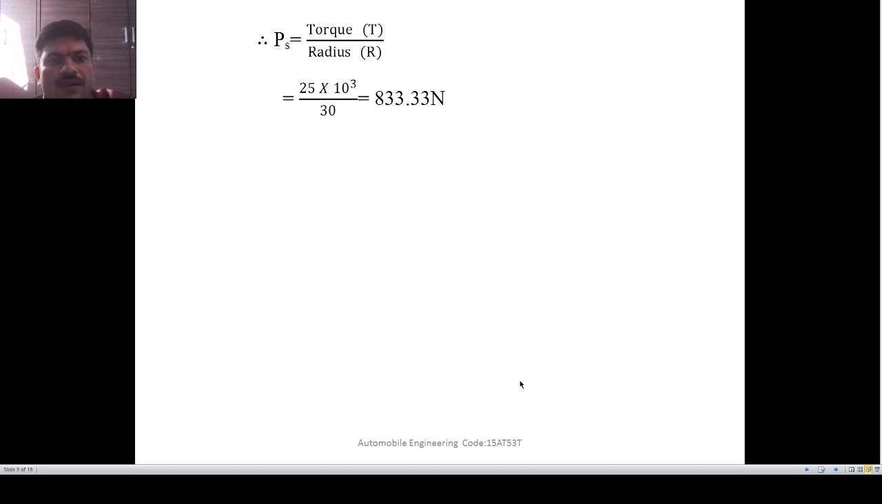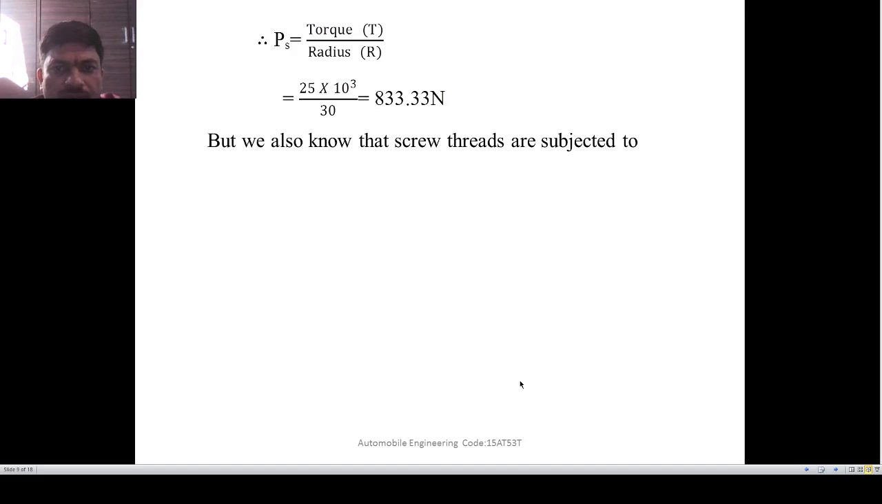Already we know that when the bolts are designed based on shear loading, it is given by an equation we discussed in the third session, at the beginning of the problem session: PS is equal to pi by 4 dc square into tau into n.